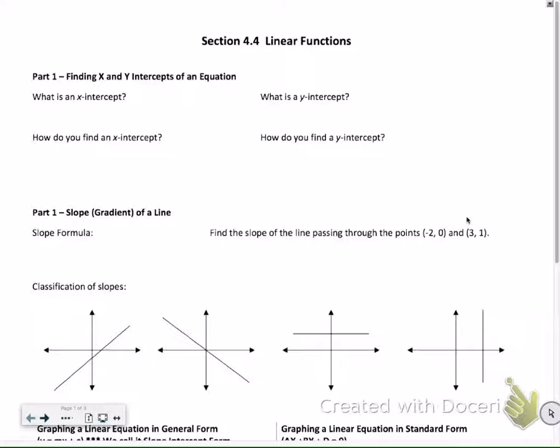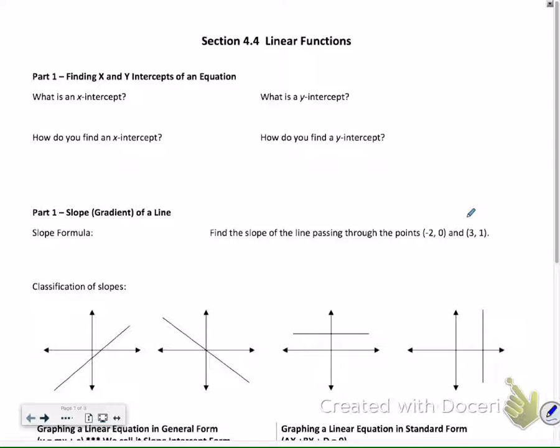All right, so this is going to be mostly review stuff, even from this year. But I figured that I would go ahead and do it anyways because it's going to be related to some of the stuff we're going to do later on with other functions. So first of all, how do you find the x and y intercept of an equation? What is an x and y intercept?